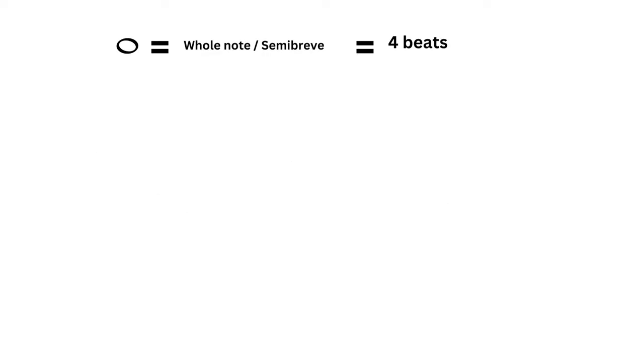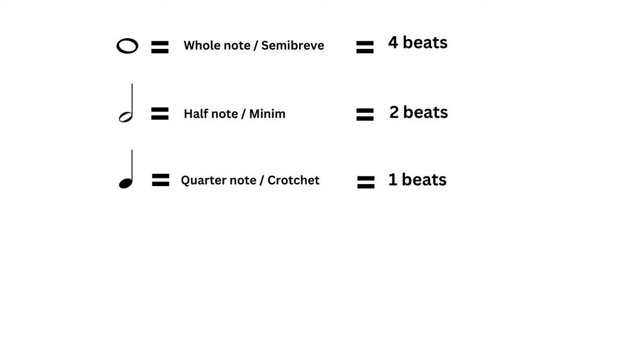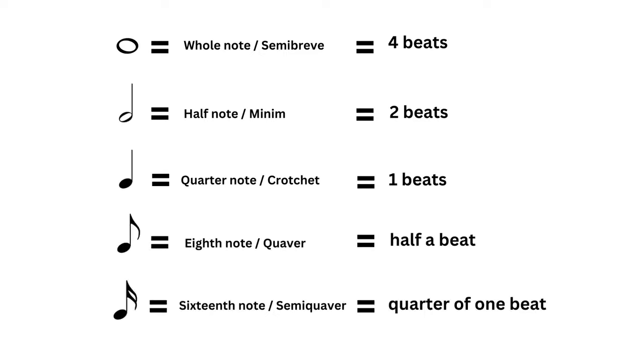First, let's talk about note values. Remember in Lesson 1, we have talked about each note representing a certain duration of time, and we measure that time in beats. The most common note values are the semibreve, which receives 4 beats. The minim is given 2 beats. Crotchet is 1 beat. The quaver is half a beat long and the semiquaver is a quarter of 1 beat.